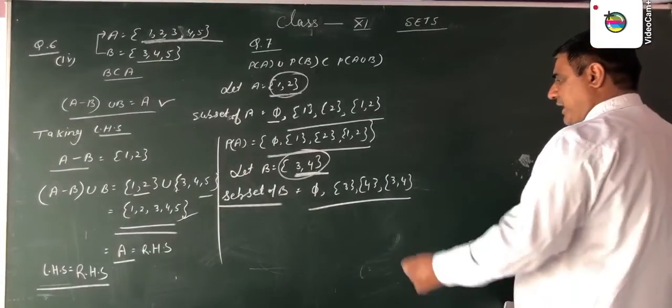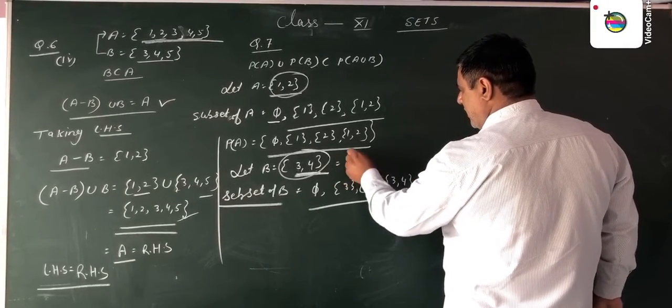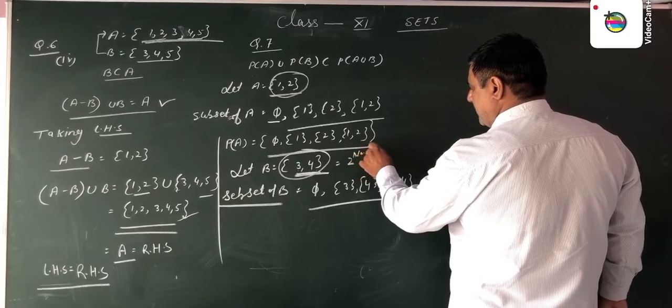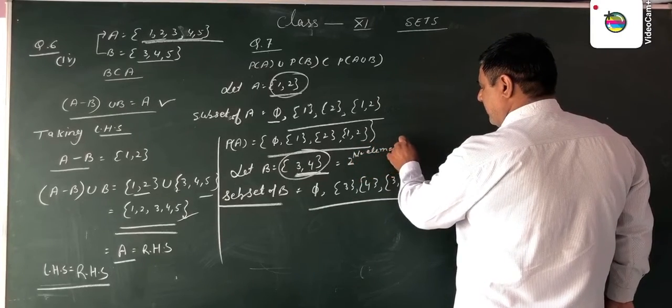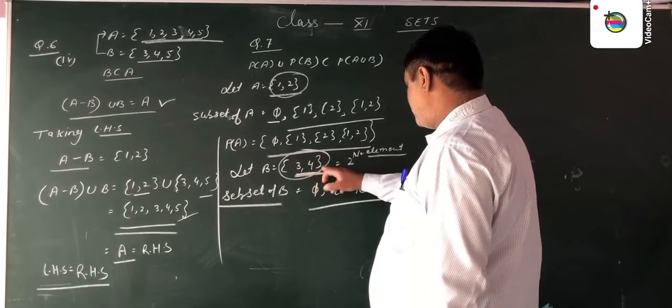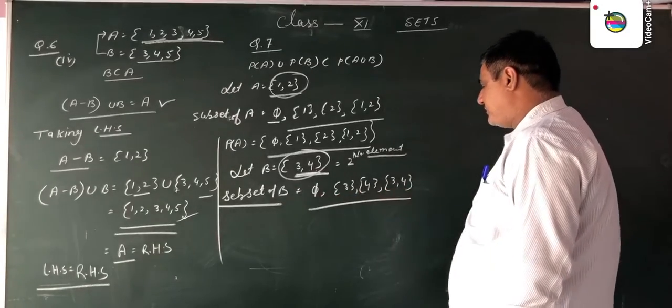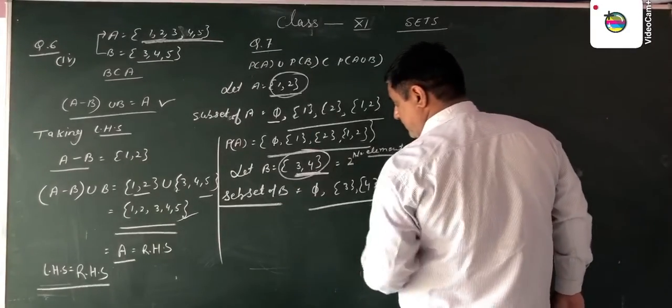Now we have to find the number of subsets. The number of subsets is 2 to the power of the number of elements. Here it is 2 to the power 2, which means 4. These are the 4 subsets of this set. This is also the rule.